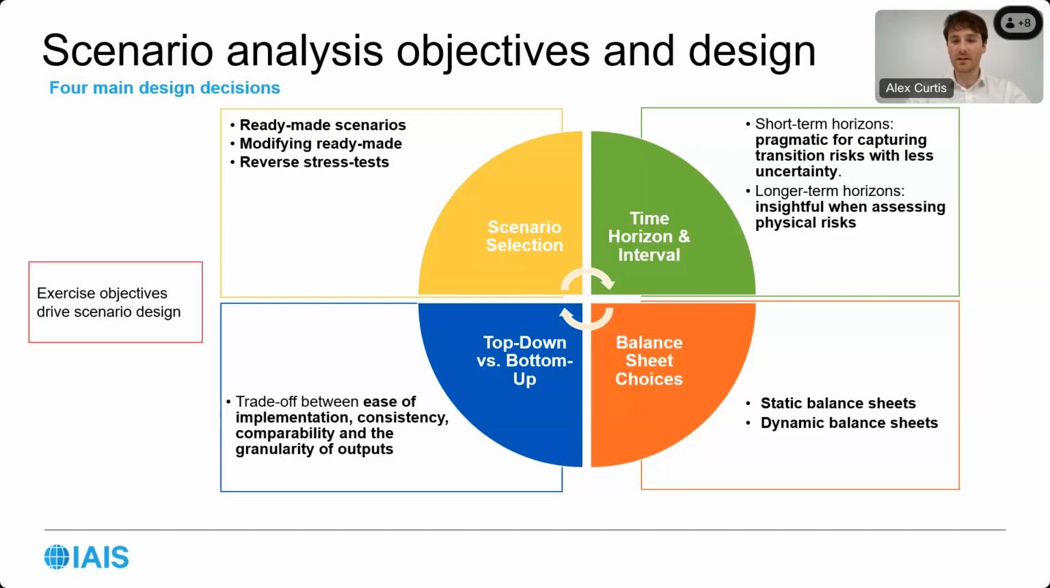The third decision is balance sheet choices, in particular, whether to use a static balance sheet where an insurer holds their portfolios constant over time, or a dynamic balance sheet, which allows for the inclusion of management actions in the scenario itself. Fourth, and finally, is the decision on whether to use a top-down versus a bottom-up approach. This is whether the analysis is primarily run top-down centrally by the supervisor or bottom-up by participating insurers. This brings trade-offs between the ease of implementation, consistency, comparability, and the granularity of outputs.